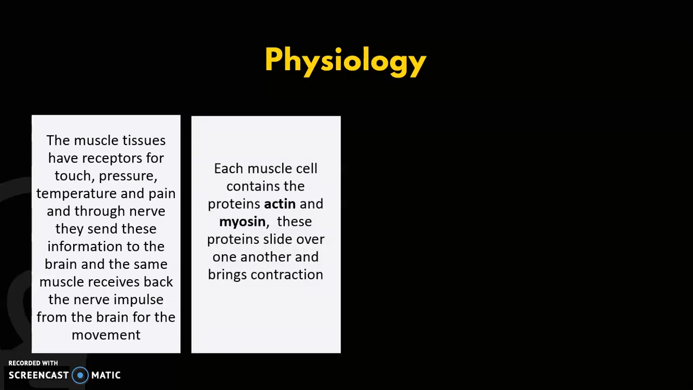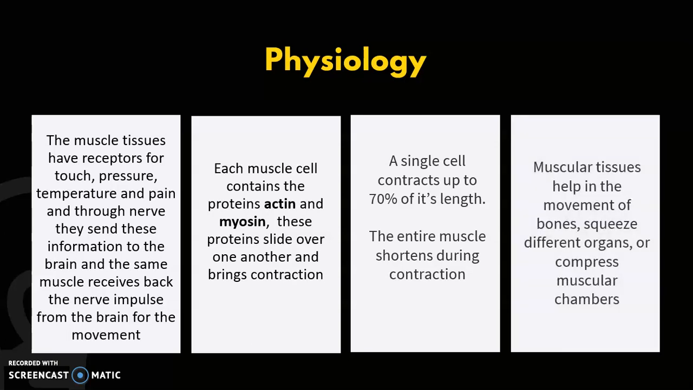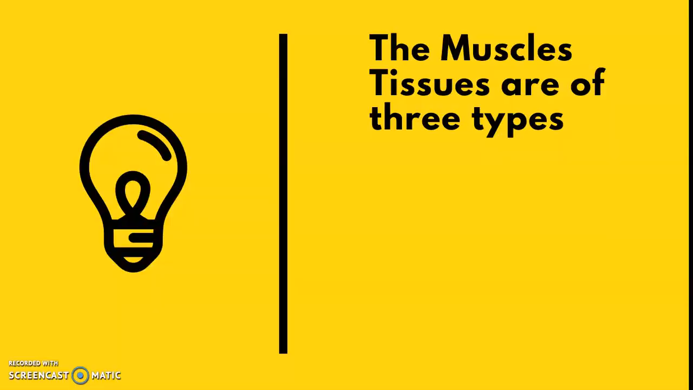Each muscle cell contains proteins like actin and myosin. These proteins slide over each other and bring about the contraction in the muscle. A single cell contracts up to 70% of its length. The entire muscle shortens during the contraction. Muscular tissues help in the movement of bones, squeeze different organs, or compress muscular chambers like the heart to pump blood.